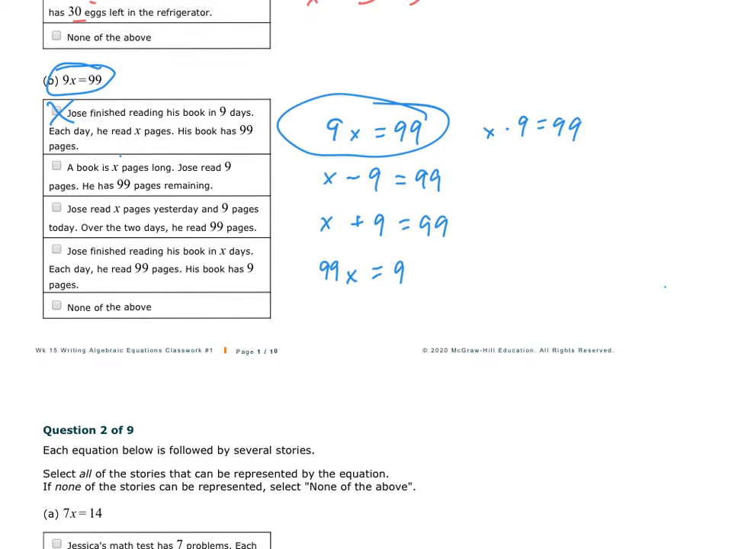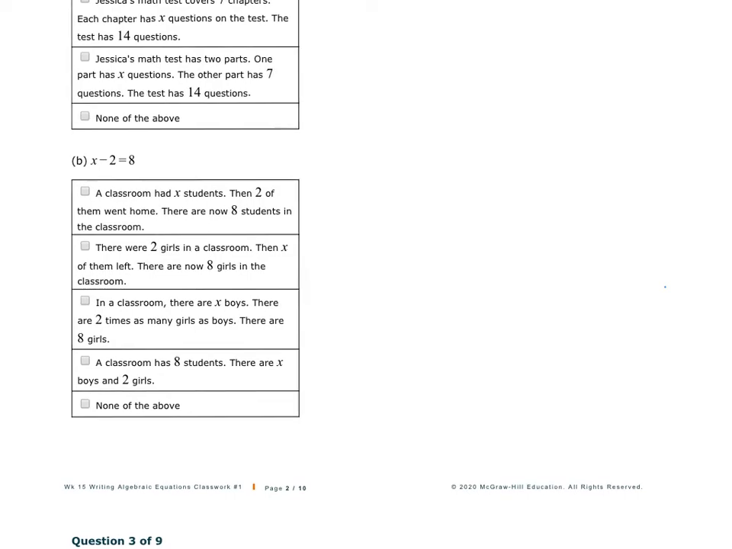All right, let's do another problem similarly. Let's do part B. We'll skip part A for now. A classroom has X students. Then 2 of them went home. There are now 8 students in the room. So it had X, lost 2 of them, now has 8. Now it equals 8. There were 2 girls in a classroom, then X left. So we started with 2, then X left. There are now 8 girls in the classroom. This problem doesn't make sense logically. Alex sometimes will do that.